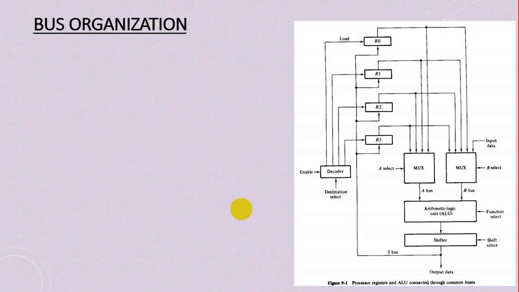Look at the picture, okay? This is called bus organization. Why bus organization? If you look at the picture, different components: these are the registers, this is the arithmetic logic unit, and control units and different control signals. The control unit has not been shown here, but look at the signals: A select, B select, function select, shift select, destination select. They are the control signals.